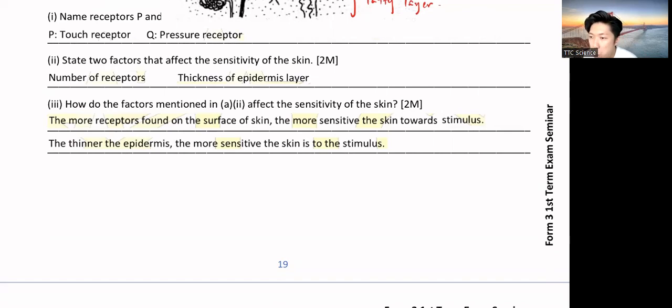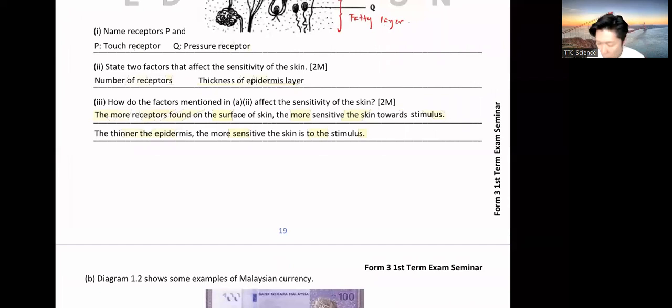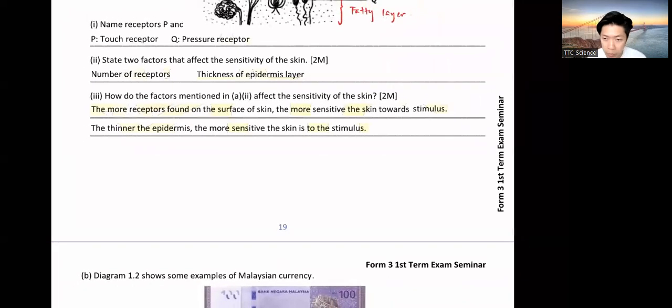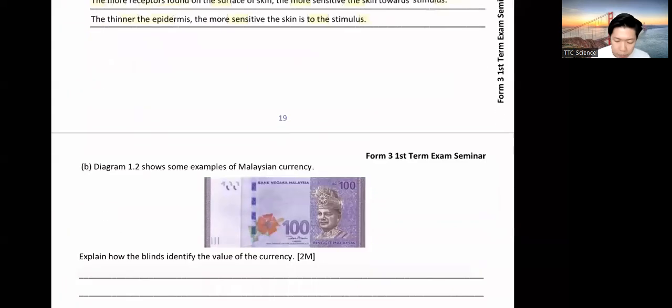Yeah, correct. Kayan, that's the correct answer. The more sensitive. Okay, the more sensitive the skin towards stimulus, you must add that one. You cannot write the more sensitive the stimulus is. No. Stimulus is what comes from the outside, like touch, heat, light, sound. Those are called stimulus. All good, right? Everybody, can I change to another page? Okay.